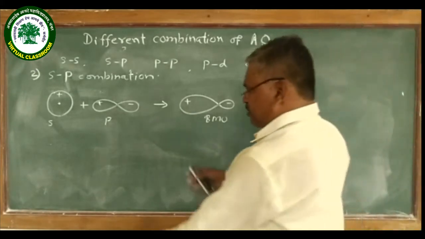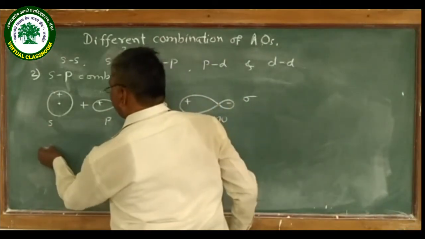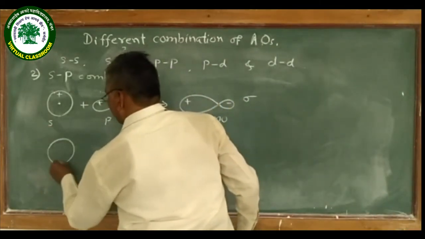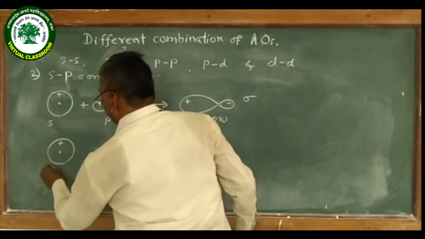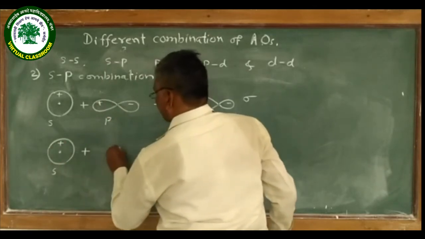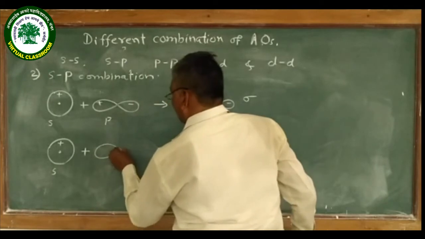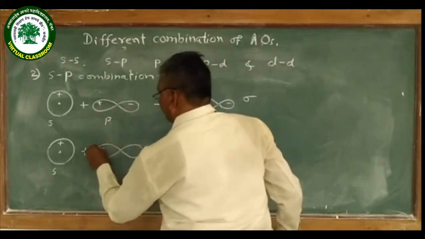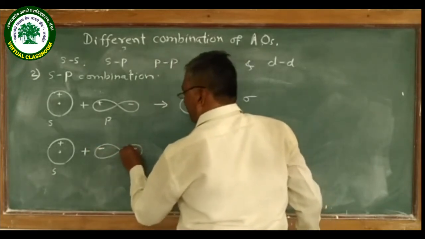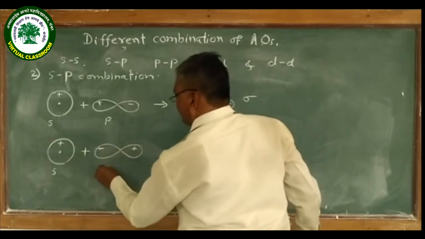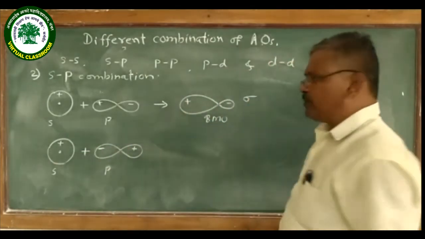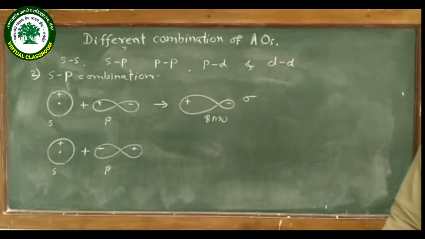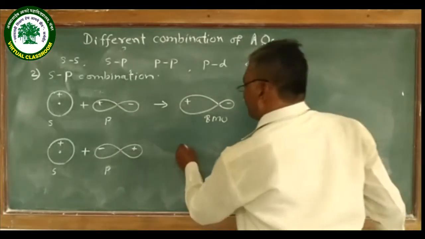If the overlapping region has opposite sign, let us say this is the s orbital having positive sign, and if it overlaps with the p orbital, the negative lobe of the p orbital overlapping with the s orbital, then this kind of overlapping will lead to the formation of antibonding molecular orbital.